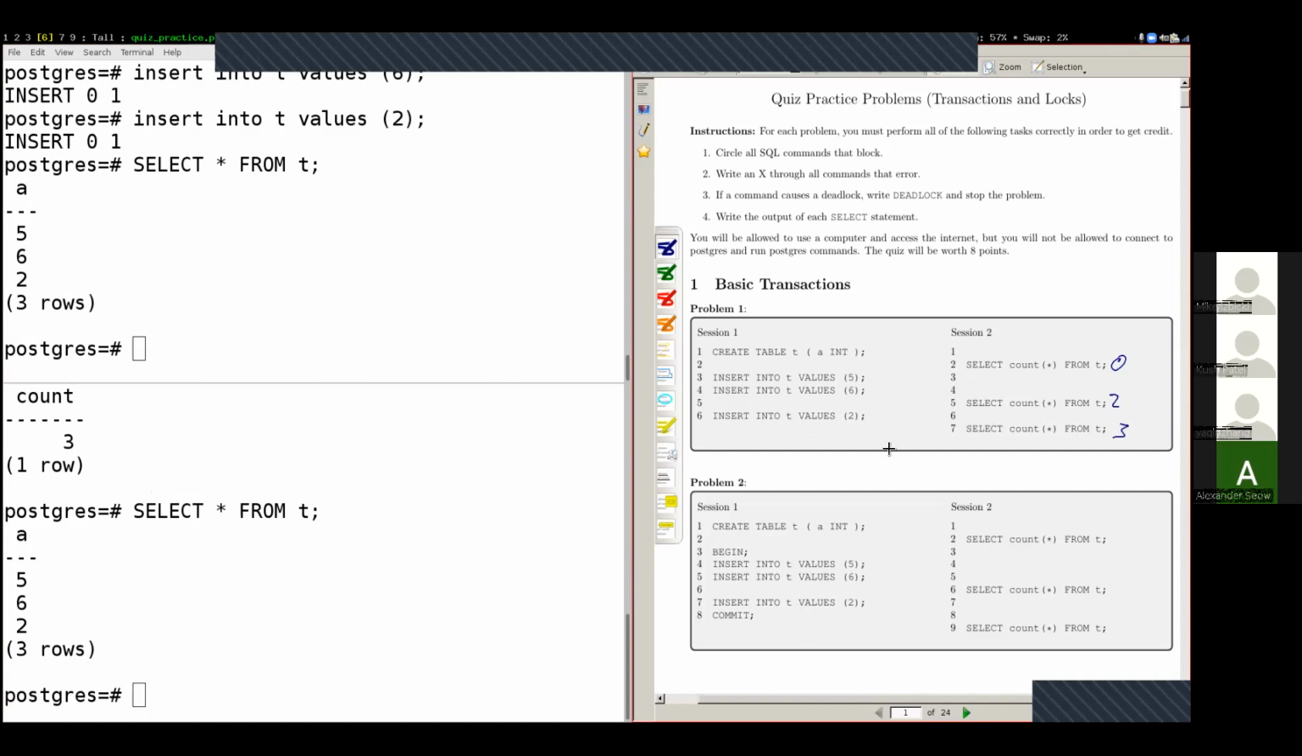Yeah, so this first one right here, there's nothing interesting going on. It's just to get us the hang of the problem setup for the future things.